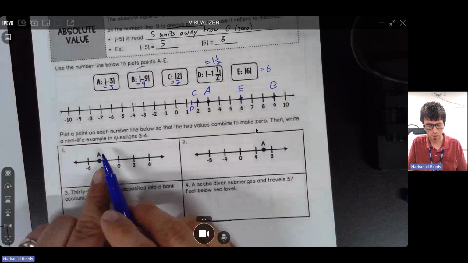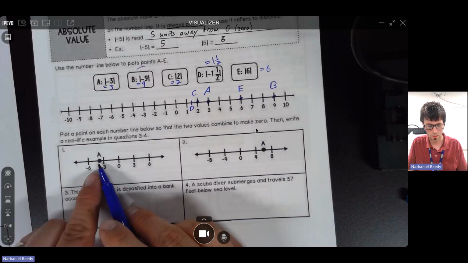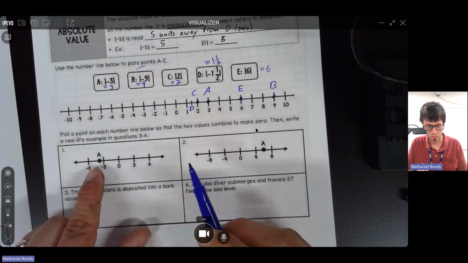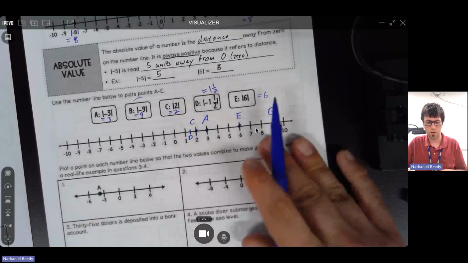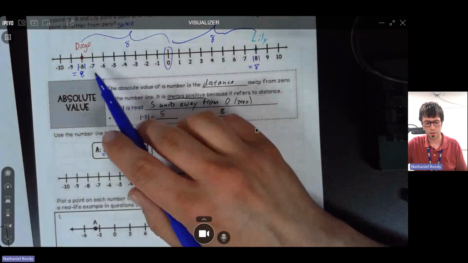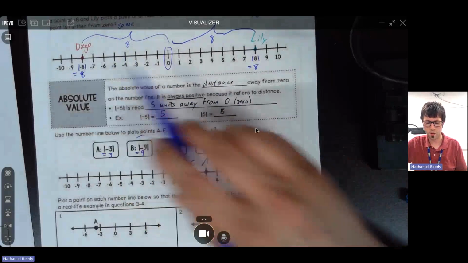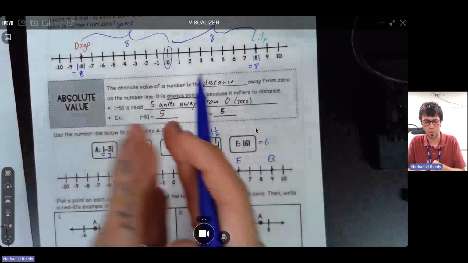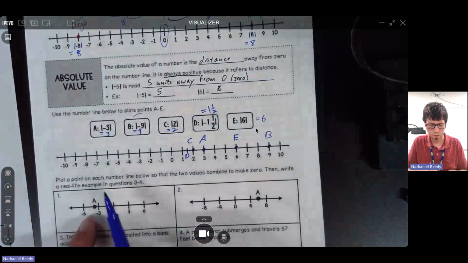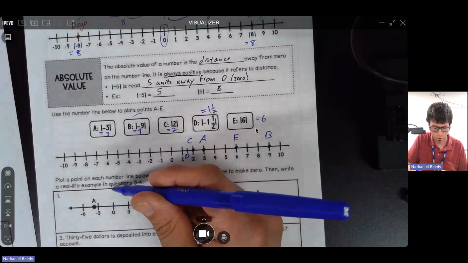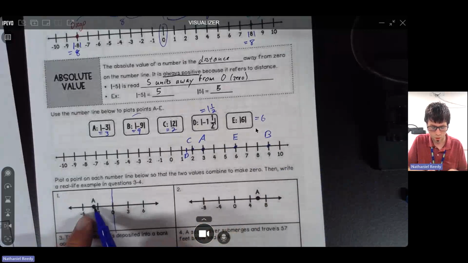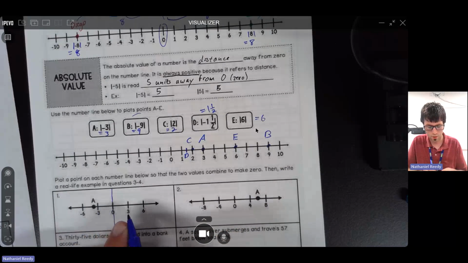So plot a point. Okay, so I'm trying to see if I can find a number. If I add this number to another number, it would be 0. Well, just like 8 and negative 8, put those together, that makes 0 because they're both equal distance from 0. So I need to basically act like there's a mirror at 0 and find out, well, where is the mirrored part of A?